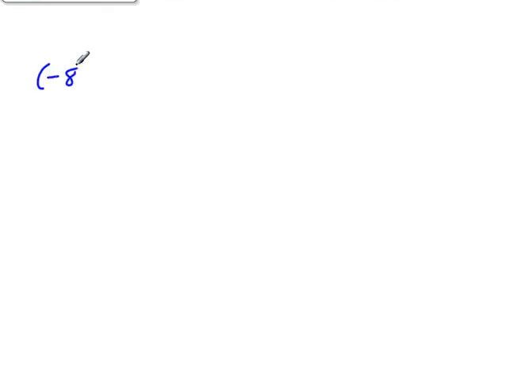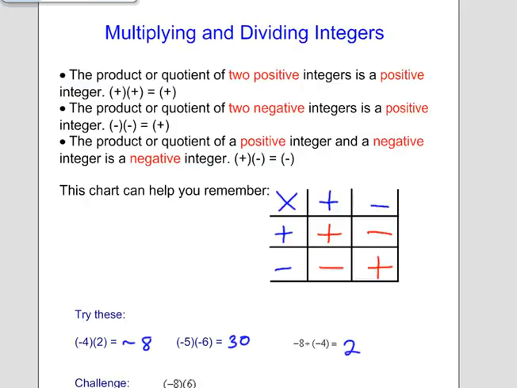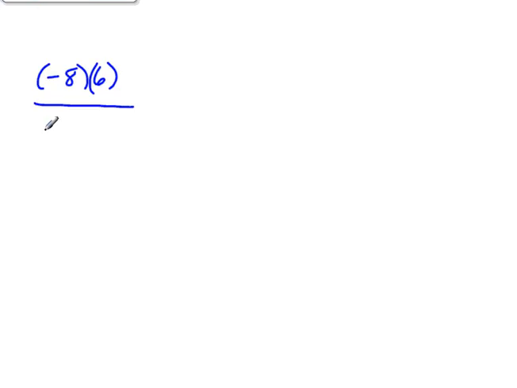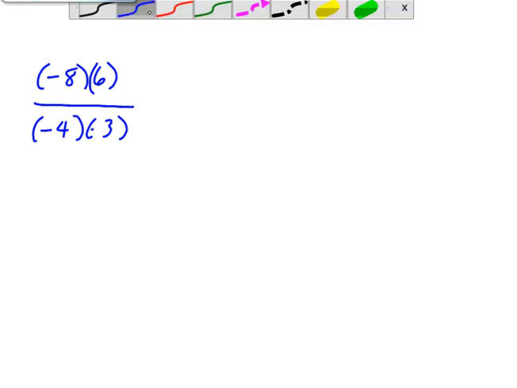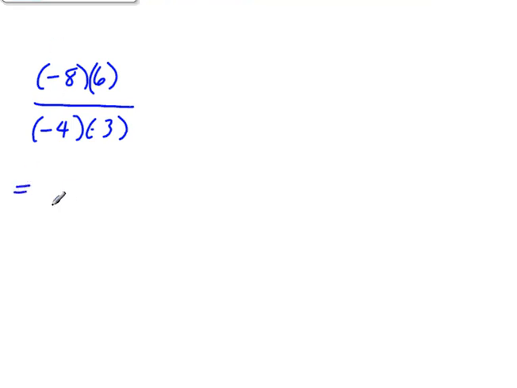So it's negative 8 times 6, divided by negative 4 times negative 3. I may have to go back and forth for a second. Now it says challenge, because what we have to do here is follow BEDMAS, and do our multiplying first. So we're going to multiply the top two numbers, multiply the bottom two numbers, and then we're going to divide. This one's an interesting one because our answer is negative.